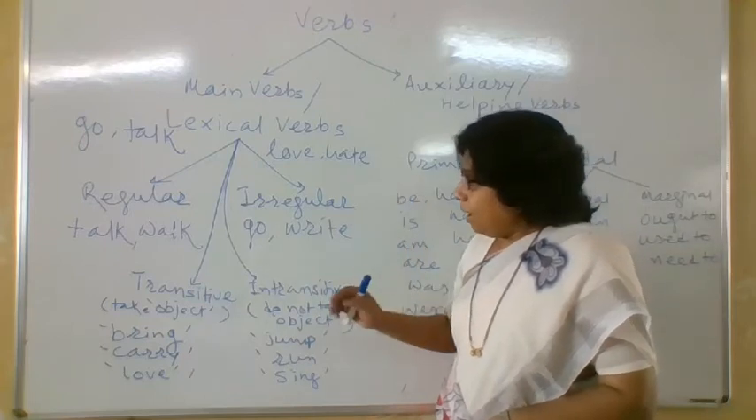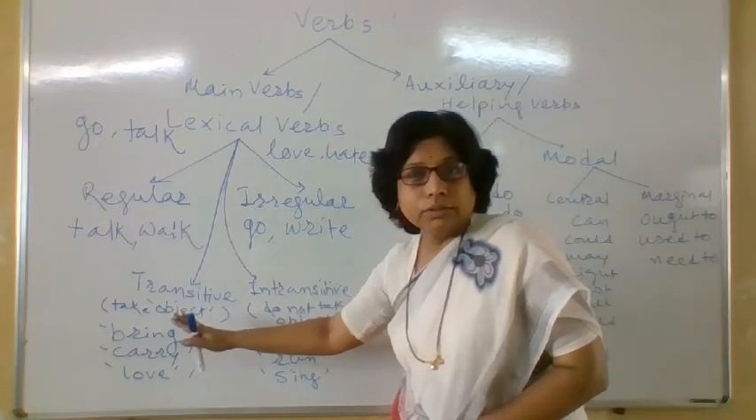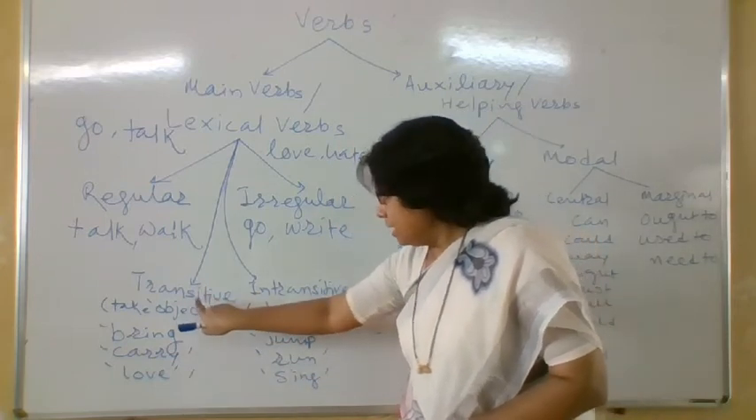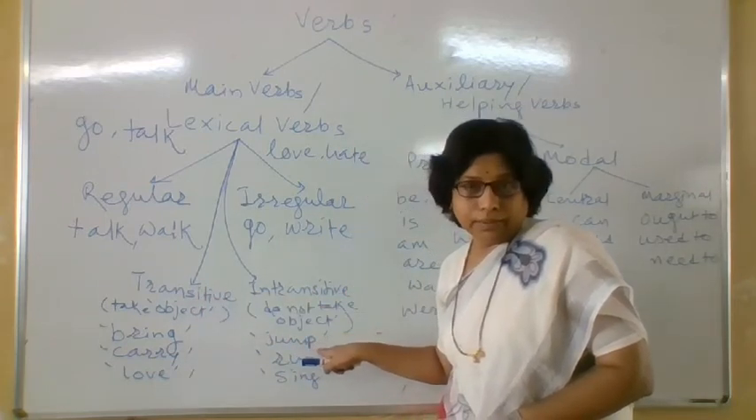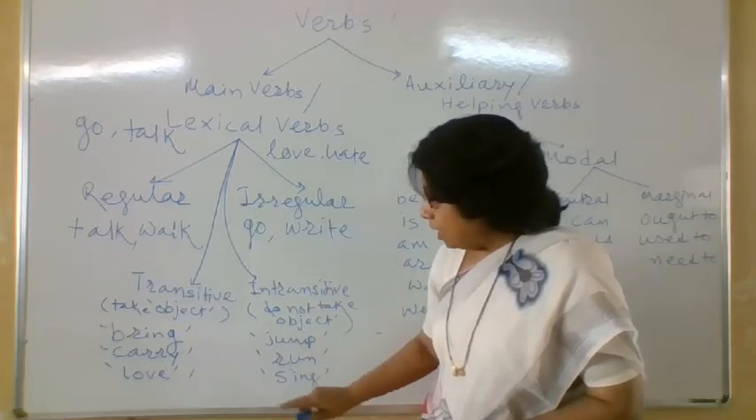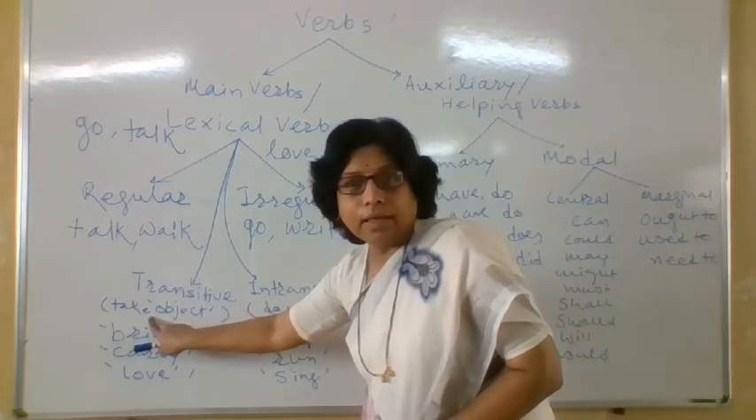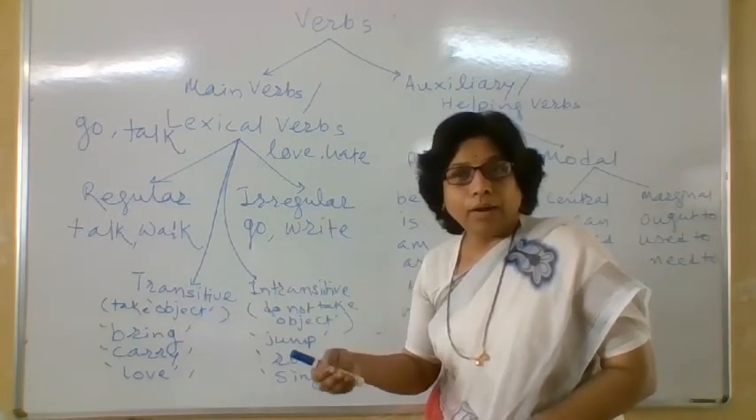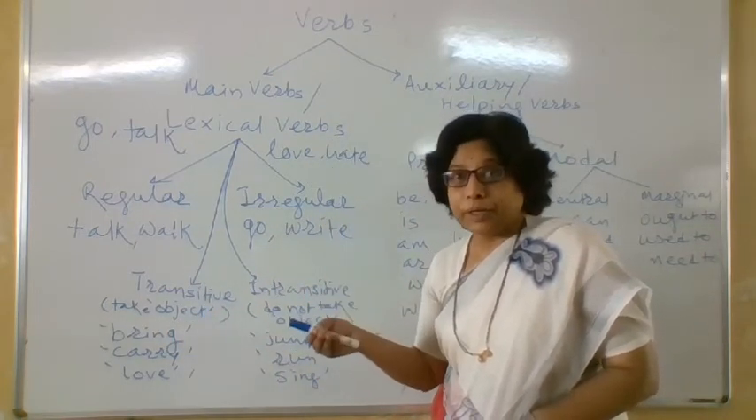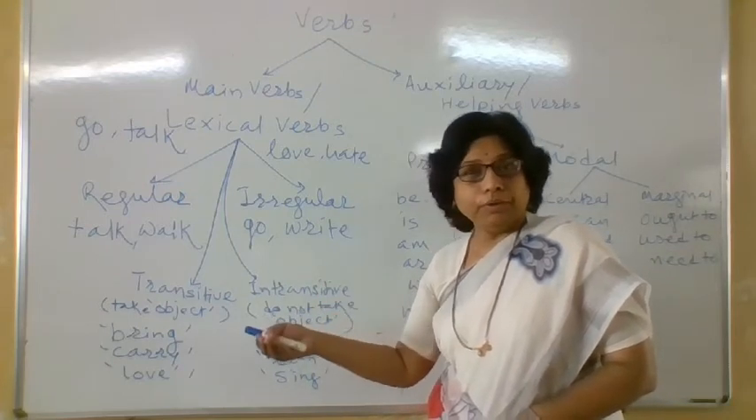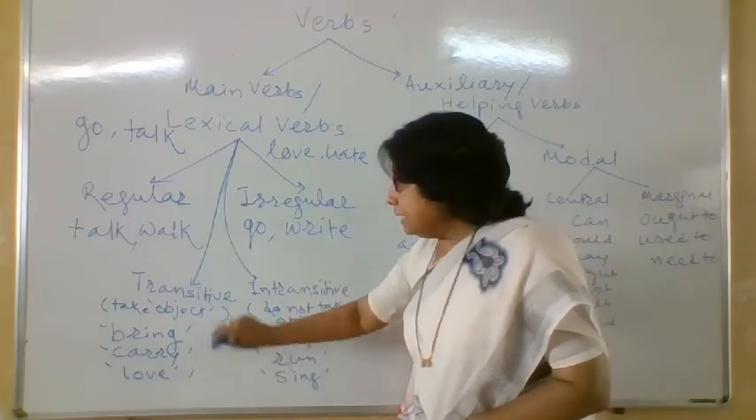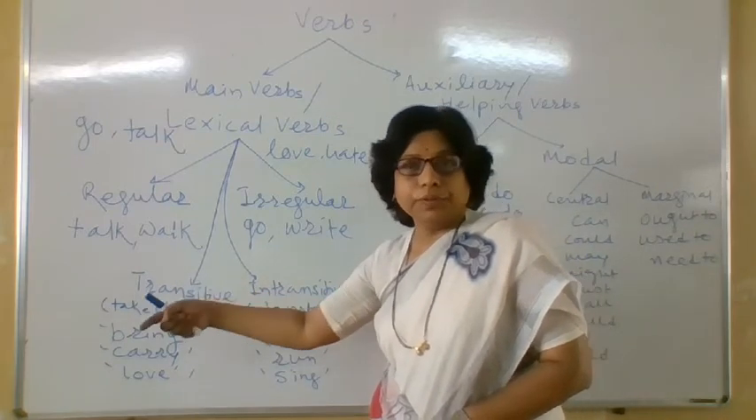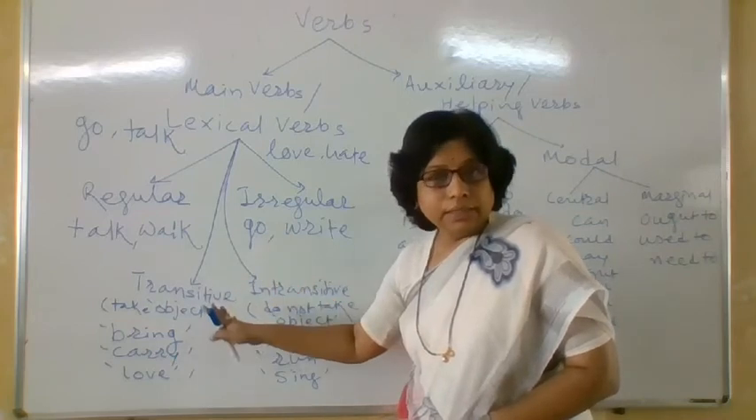Then we have another category of the main verbs, that is transitive and intransitive. Transitive verbs are those verbs that take an object in front of them to have the complete sense of a particular clause or a particular expression. They need an object after them. They are known as the transitive verbs.